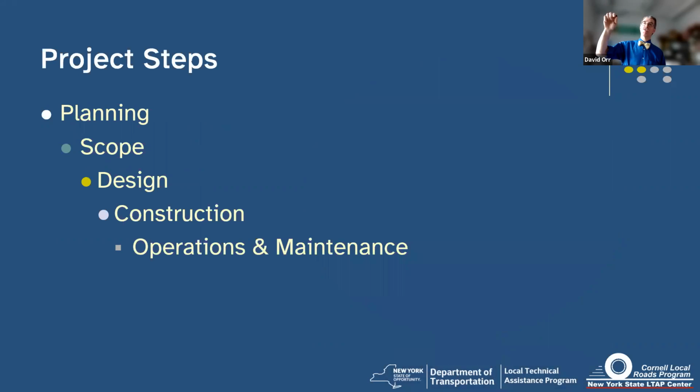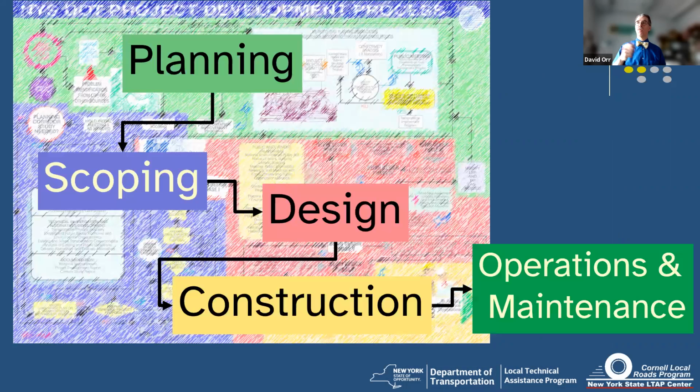So let's go through those five major steps: planning, scoping, design, construction, and operation and maintenance. Again, we can look at our chart. There are more details on the handout, and I would advise you to look that over before you get into the federal aid process. While it's the DOT process, they use it too. They get federal aid, of course, as well.